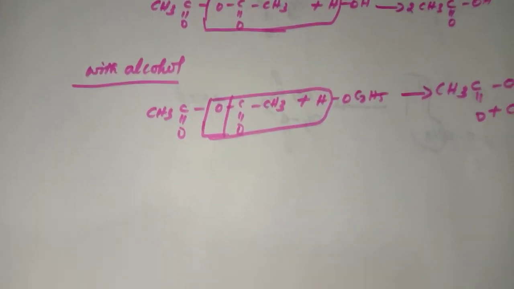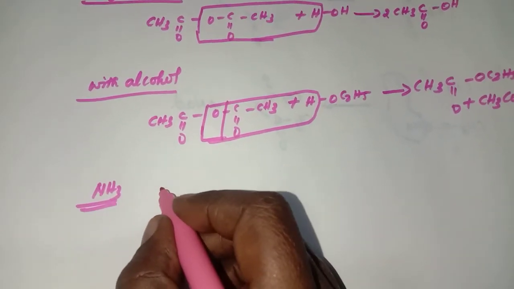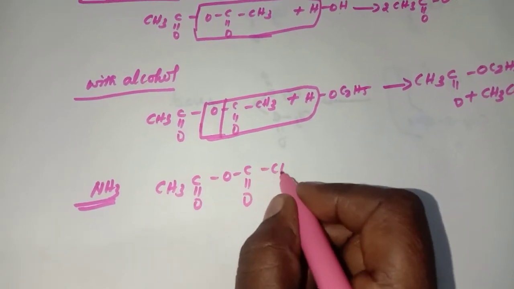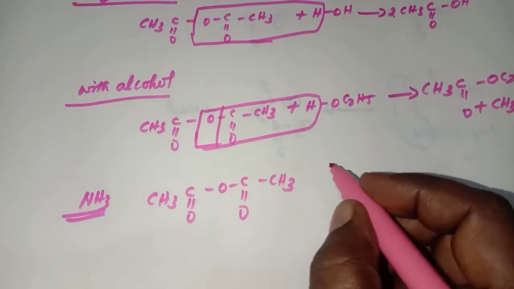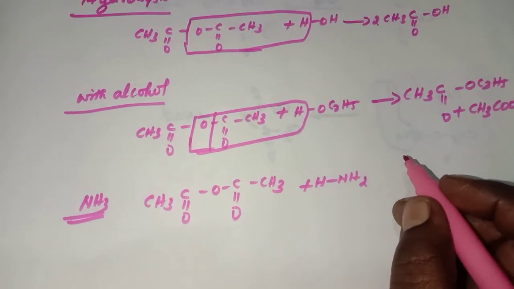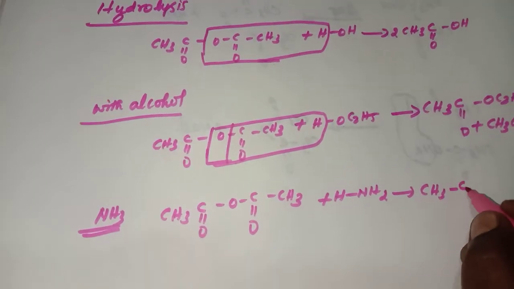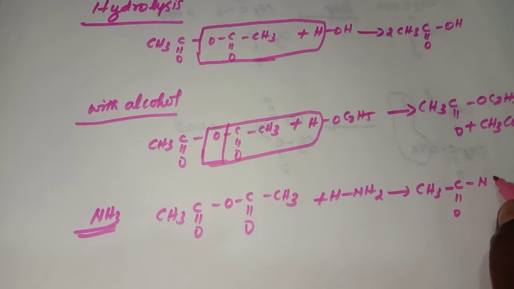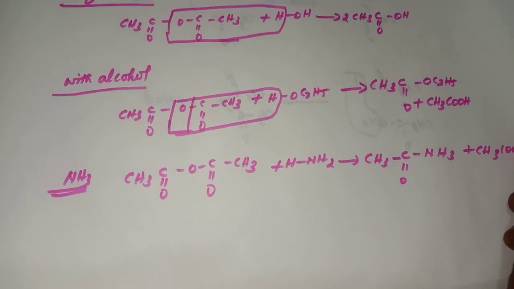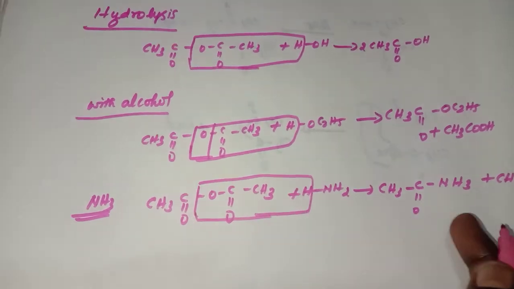Next one is reaction with ammonia. With ammonia, NH3, acetic anhydride, CH3C=O O C=O CH3. When this acetic anhydride reacts with ammonia, acetamide will be obtained. So we will be getting CH3C=O NH2 plus an acetic acid, CH3COOH, and this is removed as the acetic acid. The remaining we will be getting is acetamide.